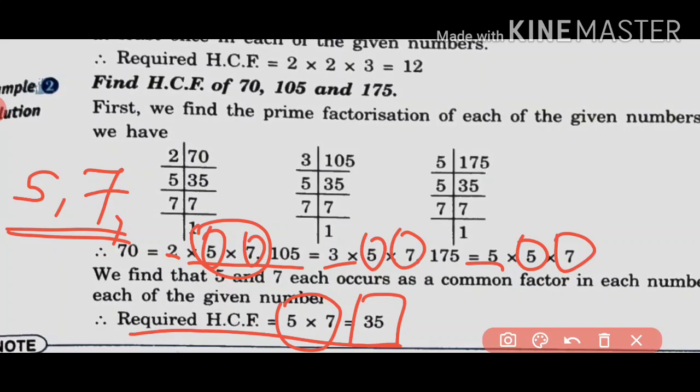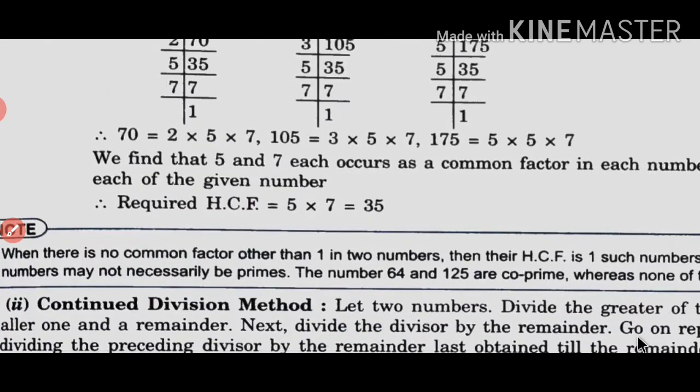So the first method, the prime factorization method: first you have to find the prime factorization of each individual number. After that you have to see the common factors in all the given numbers. So that will be the HCF.